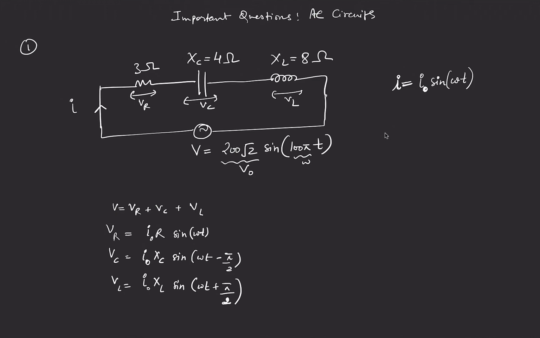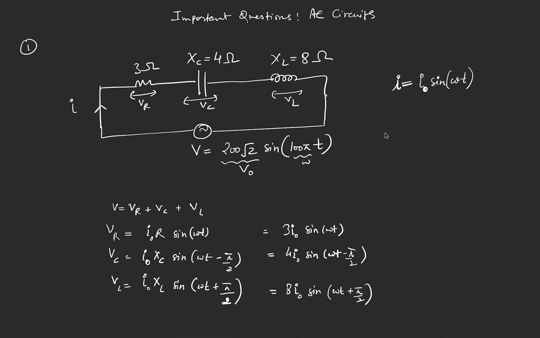So I naught we don't know, but R we know. So this is equal to 3 I naught sine of omega t. This is equal to 4 I naught sine of omega t minus pi by 2, and this is equal to 8 I naught sine of omega t plus pi by 2.